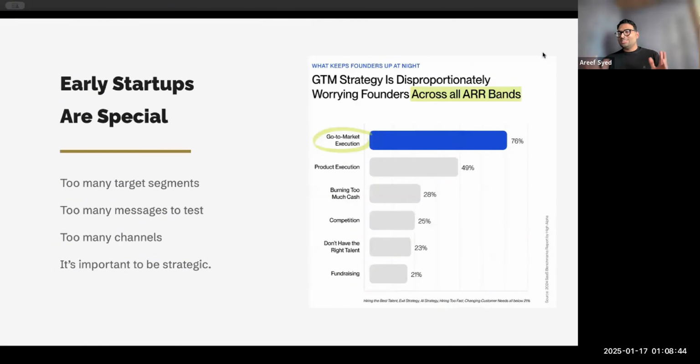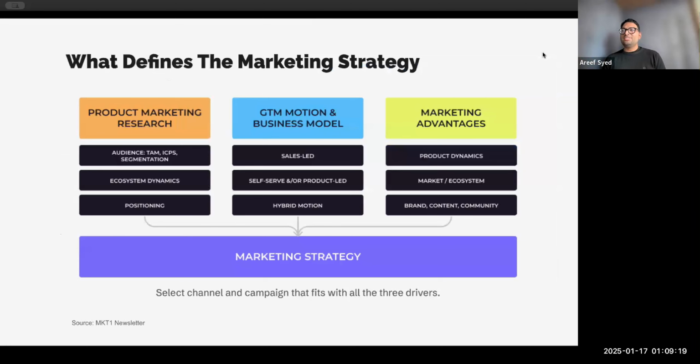So this is across all stages of startup, and particularly it will be very difficult for early stage founders. I commend you if you are starting your own startup, because it's not so easy. You have too many messages that you would want to test, too many channels that you would want to test, and too many target segments, before you narrow down on one target segment, one message, and one positioning. So all the experiments will take up most of your brain space, and we can be methodical about it. That is what we'll be learning in the next slides. So yeah, let's start from the basics here.